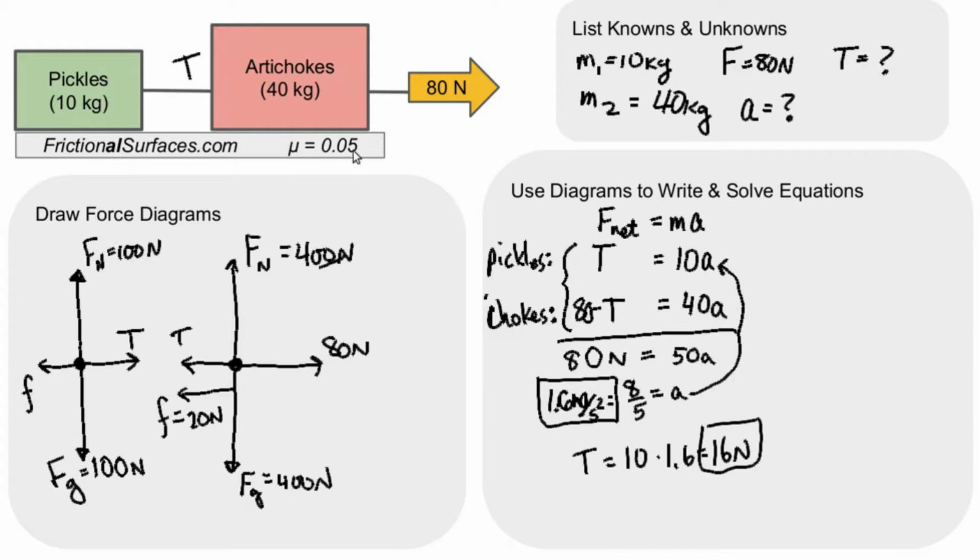How am I getting that? I'm taking 0.05 times the normal force of 100. 5/100ths of 100 is 5. So if I redo this problem with friction, here's what I see.